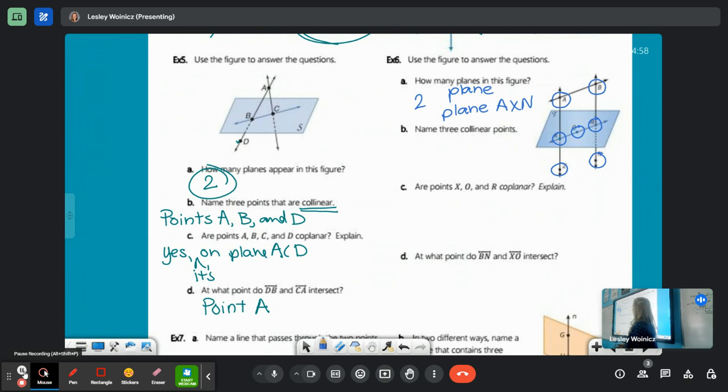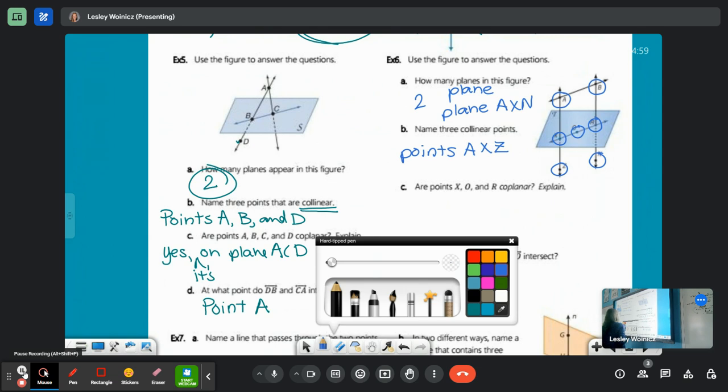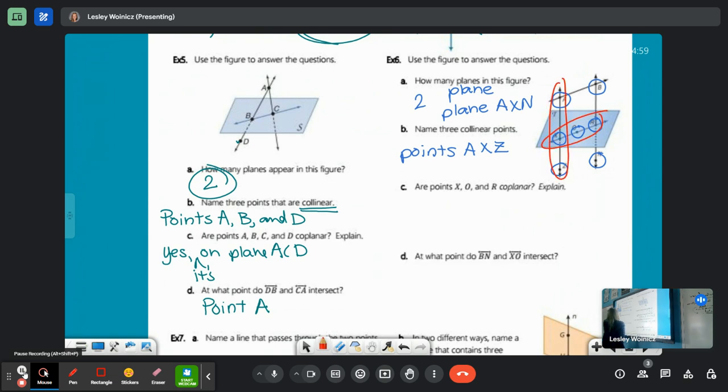Okay. Name three collinear points. Did you guys do this one? Or did we all get stuck on the first one? Okay. Did you pick them? Which points? A, X, and Z. Good. Can you see another set? B, R, and N. Good. And X, O, and R. Good. Any of those would work. So you can pick these three, those three, or these three. Like an H. Okay, I got a lot of circles.